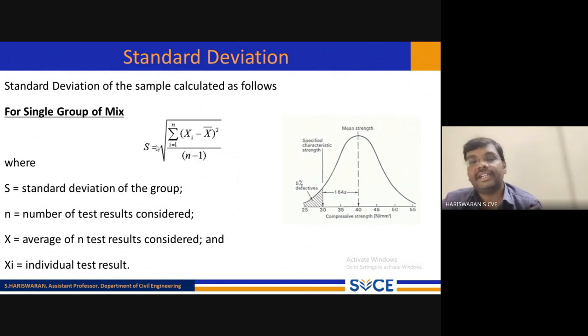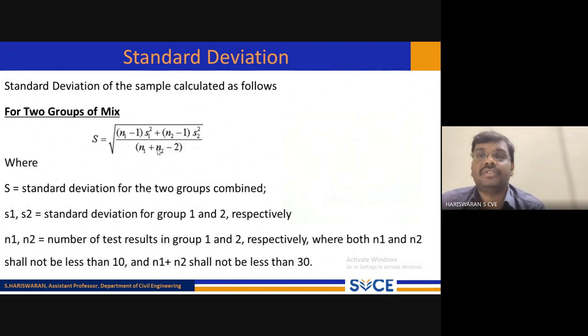By conducting the test at the field, we can arrive at this S value, or we can assume directly based on the experiment and execute the procedure for fixing the target strength.